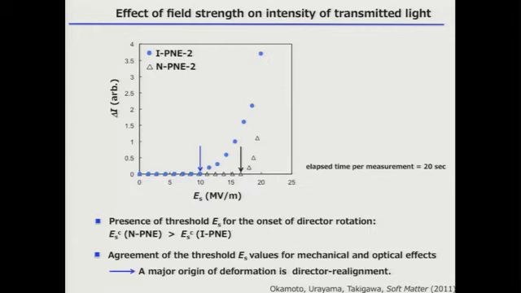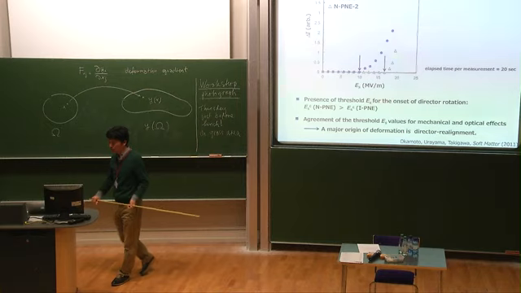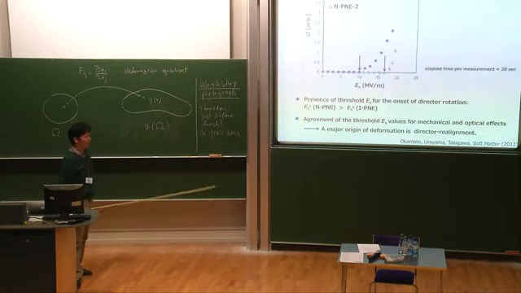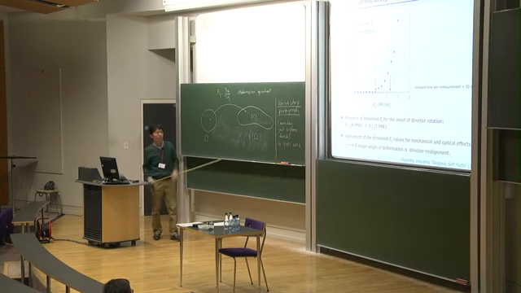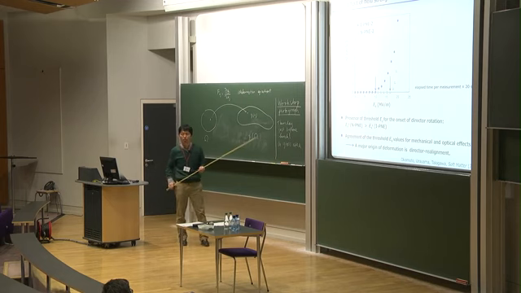This is the intensity of the transmitted light as a function of the field strength. Again, we see a threshold for the intensity change, but importantly, this threshold value is the same as the threshold value of the deformations. So this indicates that the major origin of the deformation is director rotation.